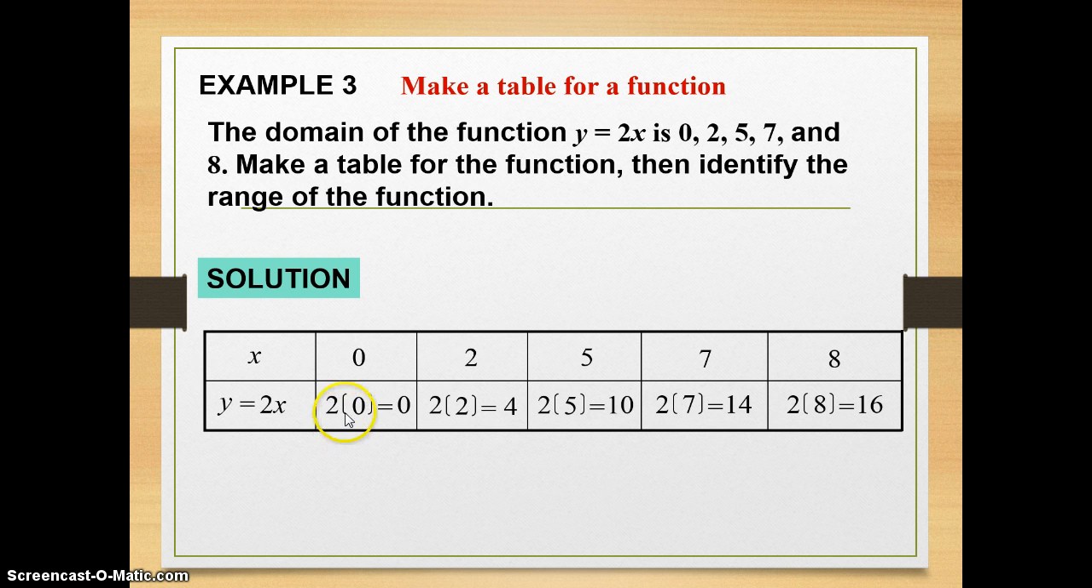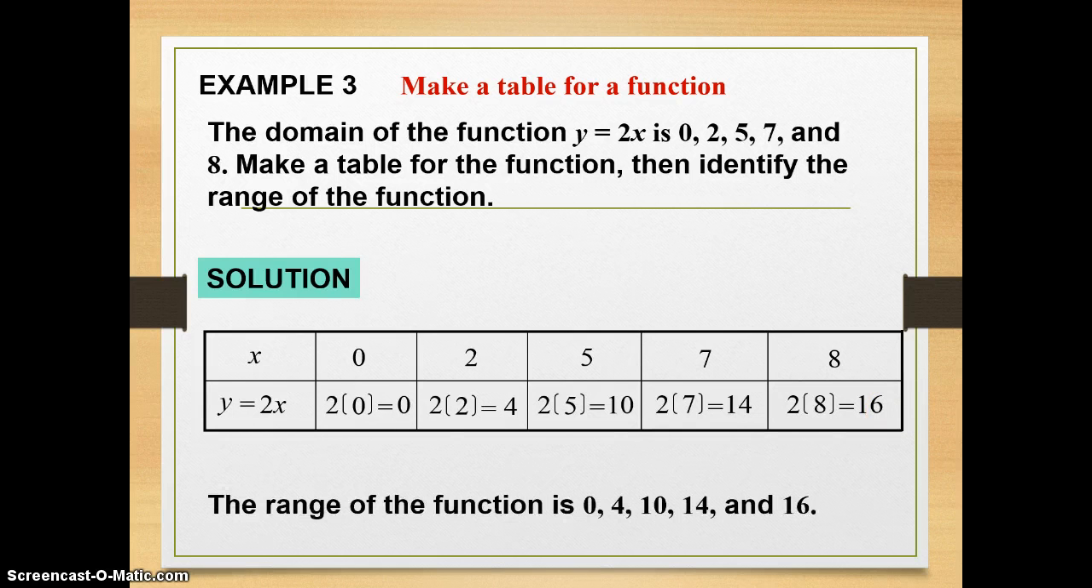So when I plug 0 in, 2 times 0 is 0. When I plug 2 in, I get 4. When I plug 5 in, I get 10. When I plug 7 in, I get 14. And when I plug 8 in, I get 16. So my range, or my output values, are 0, 4, 10, 14, and 16.